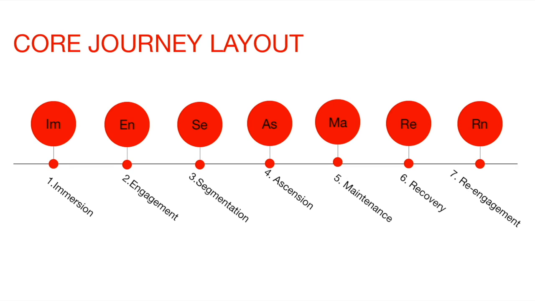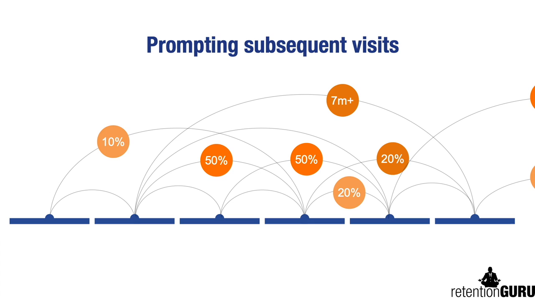Now here they're fairly evenly distributed just for graphical representation, but it could actually be that the immersion and engagement phase are very close together. The segmentation and the ascension could be close together as well. Then there could be a long period of maintenance. Then we start to lose them in terms of visits or loyalty, and we need to start trying to recover them. And sometimes if we actually lose them, we have to go into a re-engagement program. So there's this whole series of things we need to think about.